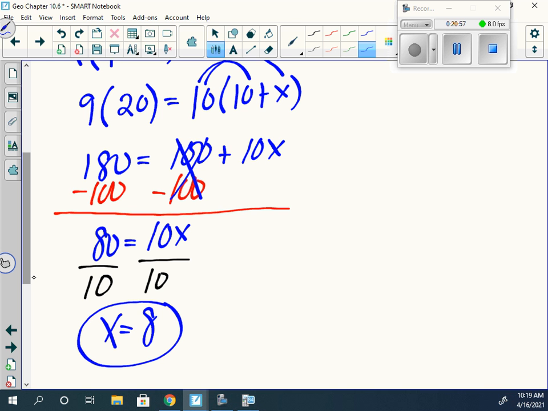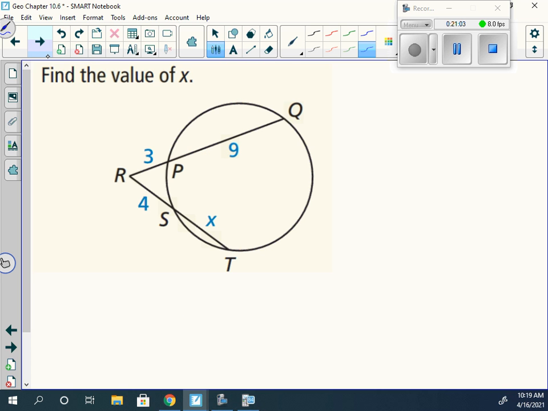Any questions on any of this here? Any questions on anything we've done so far? Okay. So let's look at another one here. So here we're given external length of 3, internal length of 9, and an external length of 4 and an internal length of x.